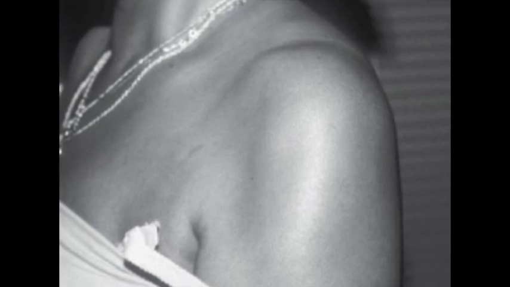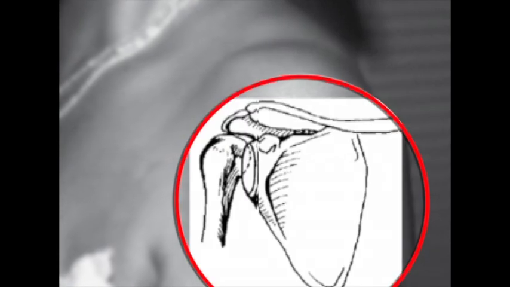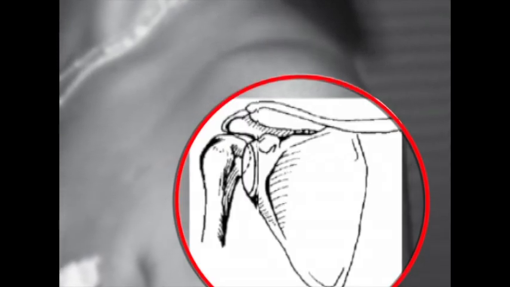Bilateral posterior dislocations are not uncommon owing to mechanisms of seizure or electric shock and will have a symmetric appearance. The humeral head is palpable beneath the acromion with fullness to the posterior shoulder.